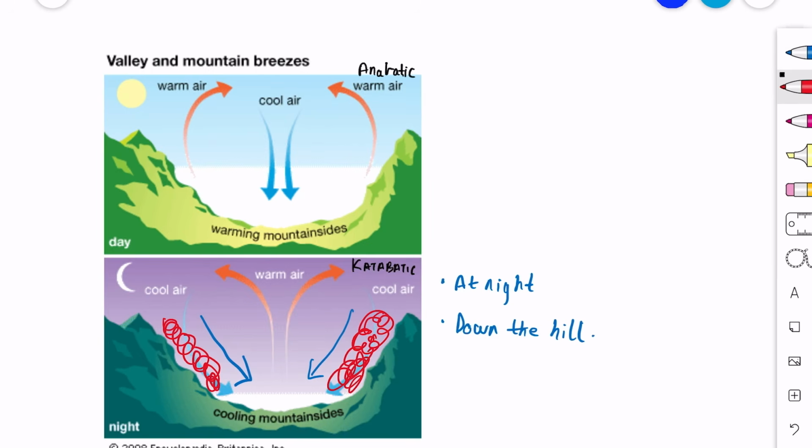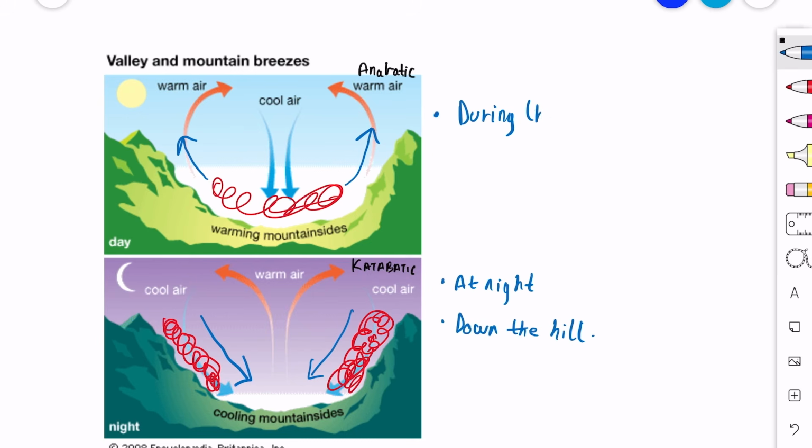Now what happens during the day is that all the wind that's in the valley starts rising because of the sun. We know hot air rises up. So the wind that goes up the hill is known as the Anabatic wind. I'll write: during the day, and up the hill. So these two were the winds that blow in a valley. Now which one do you think will be stronger?